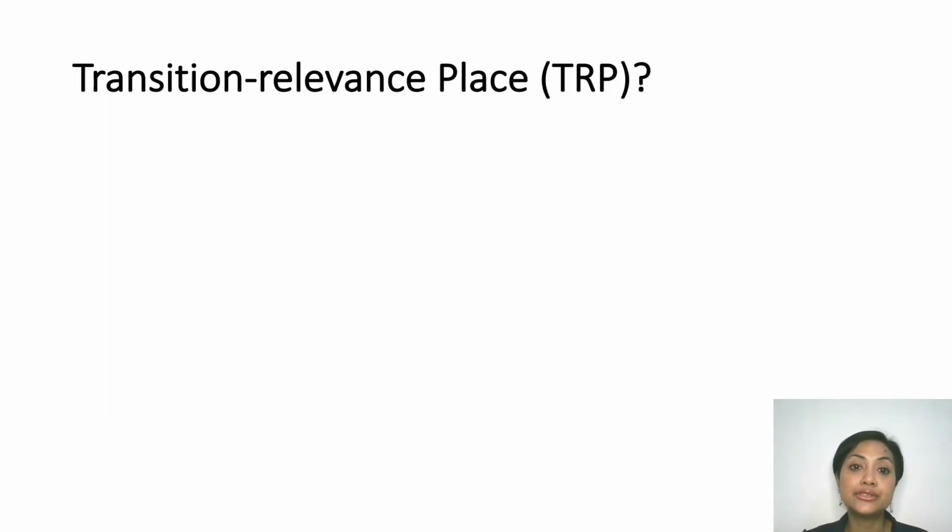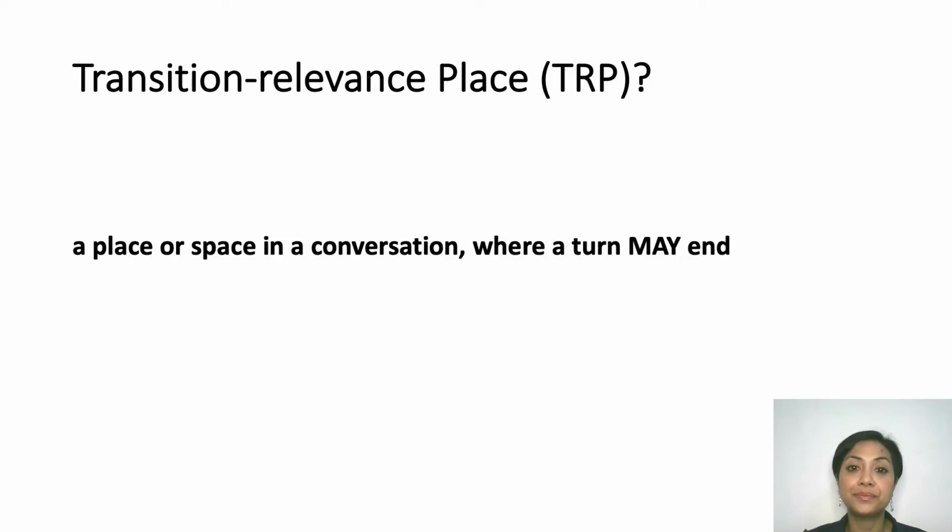What is a Transition Relevance Place, or TRP? The simplest explanation would be a place or space in a conversation where a turn may end. The emphasis is on the word may. I repeat once more. The simplest explanation for Transition Relevance Place, or TRP, is a place or space in a conversation where a turn may end.